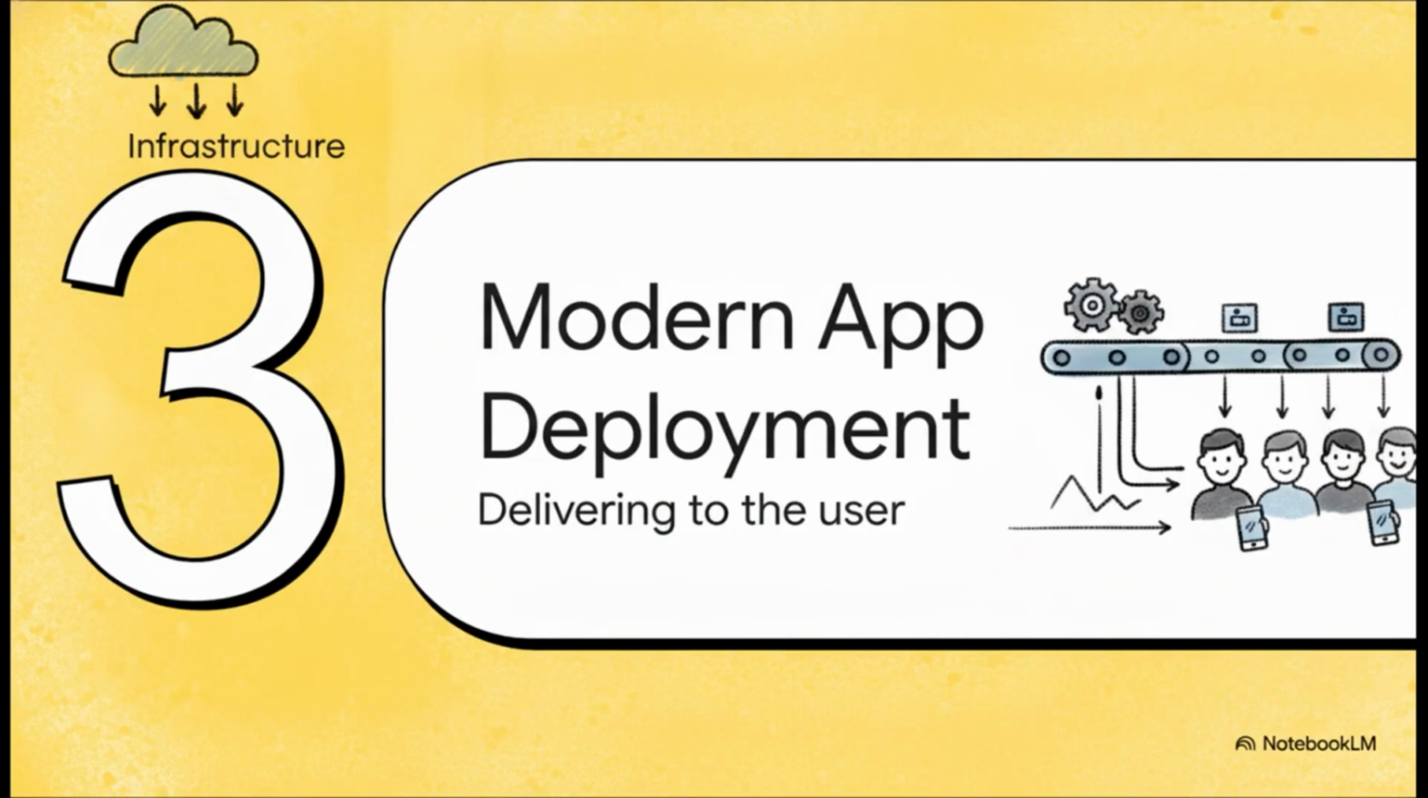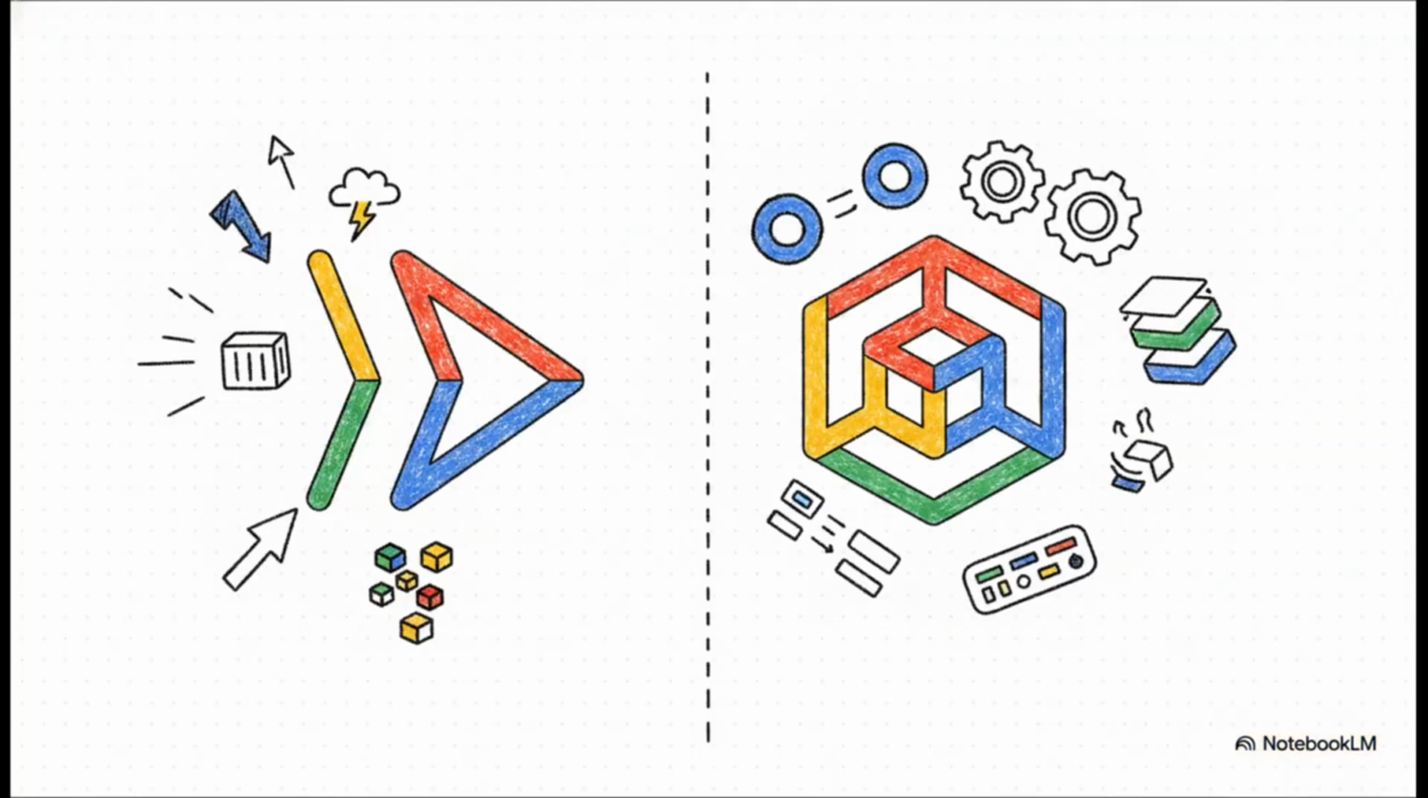Okay, part three, modern app deployment. Now that the foundation is firmly set, let's look at how this builds into the layer where applications actually get delivered. Having infrastructure is great, but getting your vibe-coded app to the end user quickly is the next critical step. You essentially have two distinct deployment philosophies to choose from here.